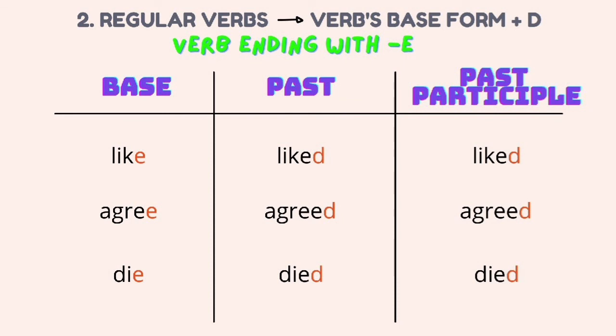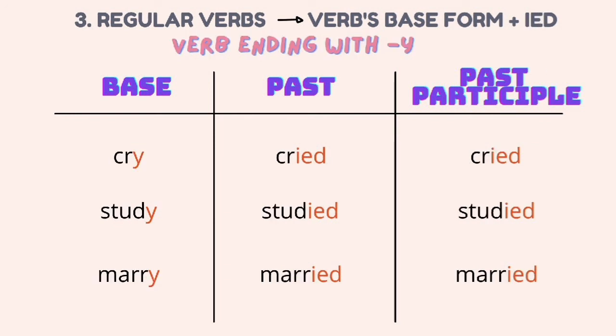Okay, next, second form. For regular verbs ending with e, we just need to add d at the end of the verb. For example, the base form of light, when we change it to past, we will add d so it will be lighted. Okay, next, the third form. For regular verbs ending with y, we will change the y to ied at the end of the verb. For example, the base form of cry, when we change it to the past, it will be cried.